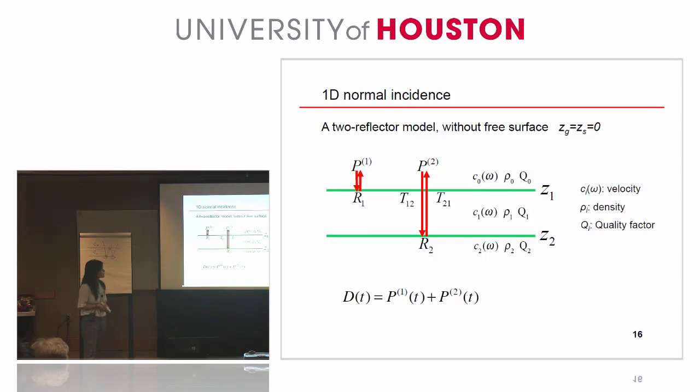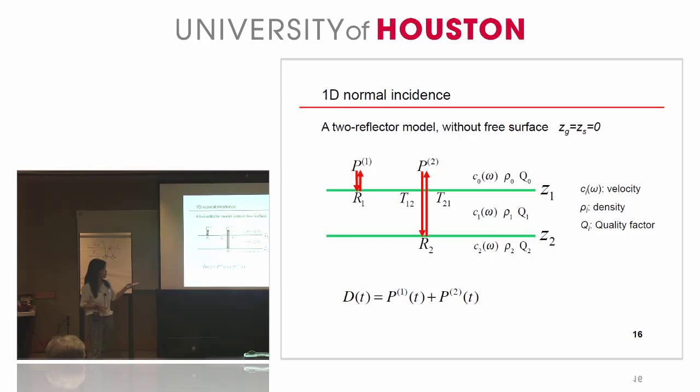Okay, next we'd like to test the ISS attenuation algorithm. The ISS attenuation algorithm is designed for both 1D and multi-D cases, but here, for simplicity, I just show you the 1D normal incidence case. We use a two reflector model here, and assume the free surface multiple is removed, and we locate both the source and receiver at depth 0.